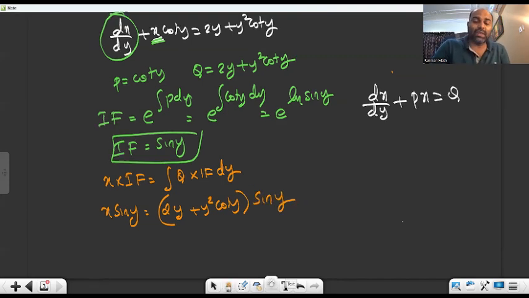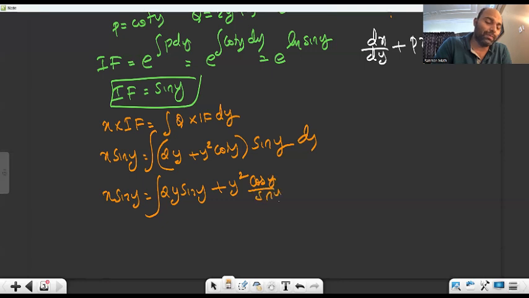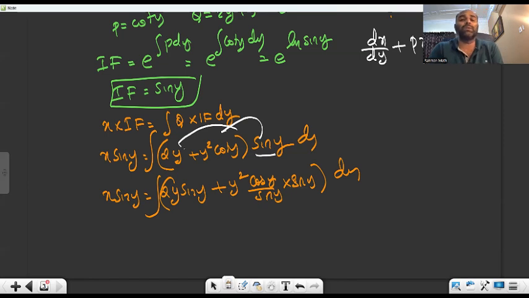Now you take sin y inside. x sin y equal to integration, dy is there, 2y sin y plus y square into cot y, you can write what? cos y by sin y into sin y dy. What I did here, I took sin y inside here as well as here. But cot y, we can write as cos y by sin y. Like that you can write it.